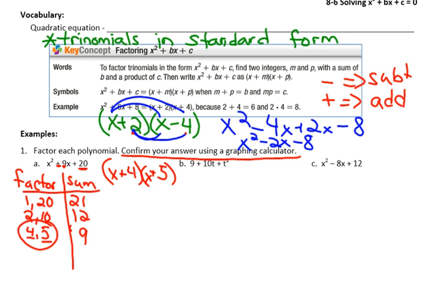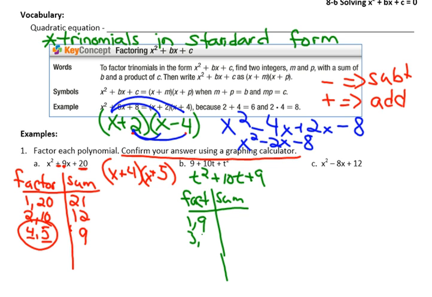All right, so let's take a look at this one. First thing I want to do with b is write it so it's in standard form. T squared plus 10t plus 9. All right, I need my factors and sums. So I need my factors of 9. 1 and 9, 3 and 3. They have to add, that's a positive, they have to add to give me 10. 1 and 9 is 10, 3 and 3 is 6. So the factors I need are 1 and 9.